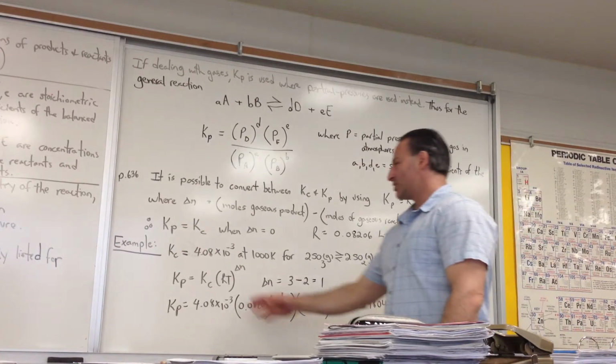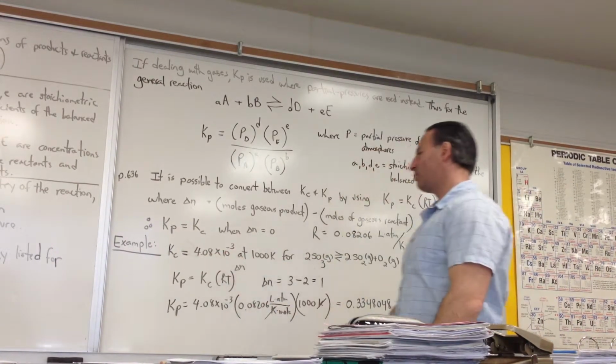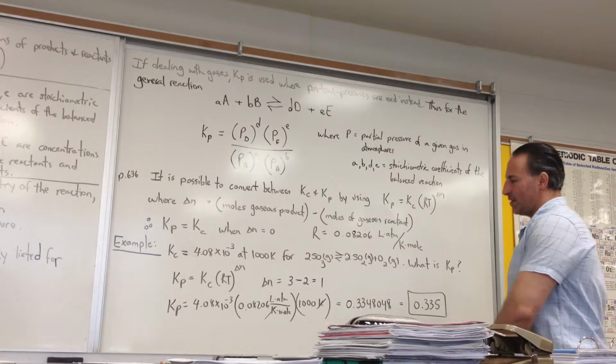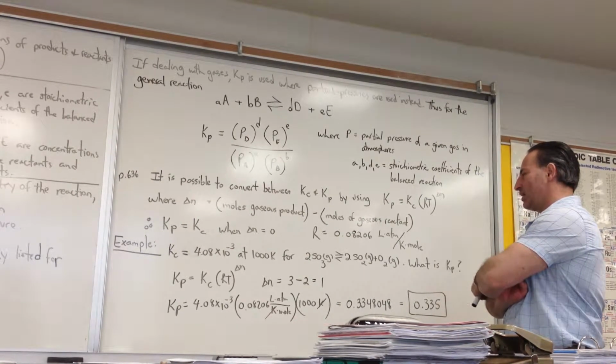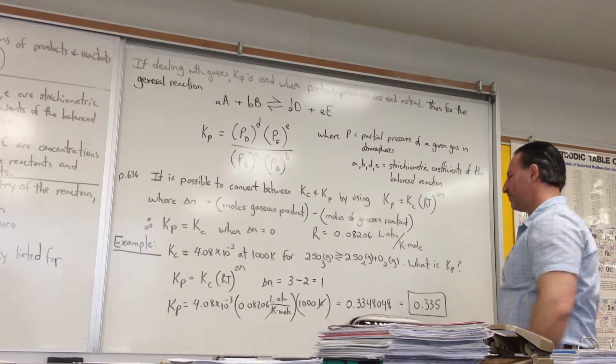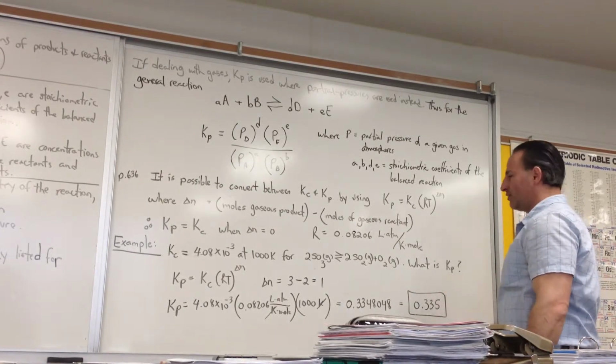An example. Suppose we had Kc equal to 4.08 times 10 to the minus 3 at a temperature of 1000 Kelvin for the reaction where sulfur trioxide turns into sulfur dioxide. What is the value of Kp?